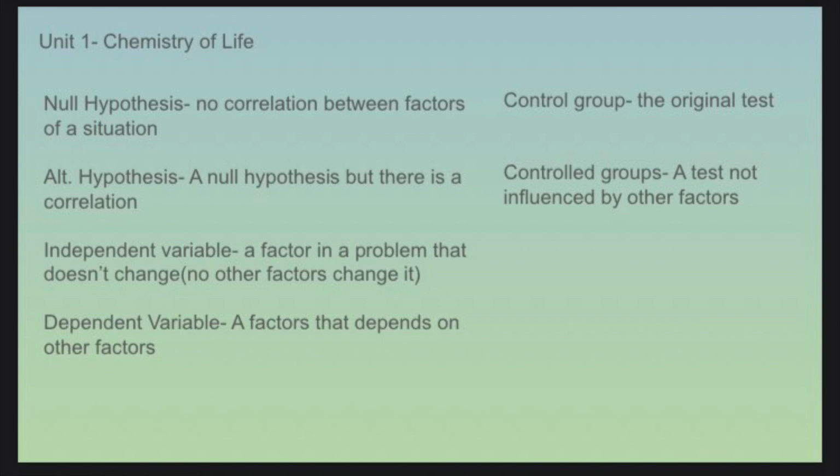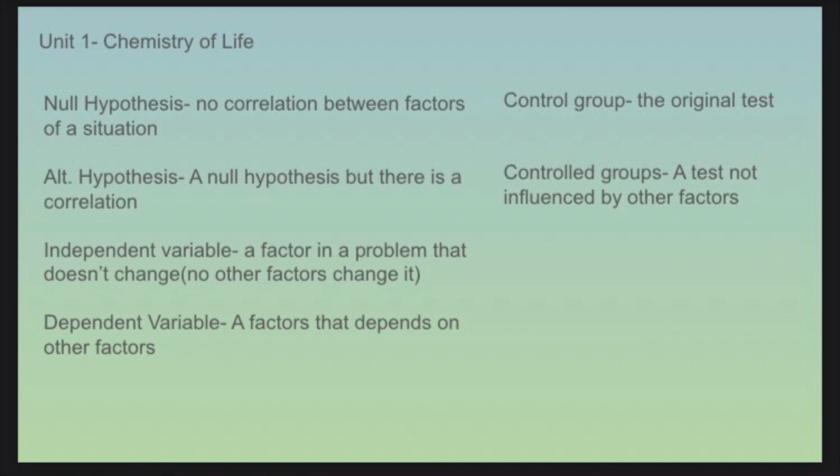So, we got a null hypothesis. These are just a few terms you'll need to know. So first of all, what's a null hypothesis? Well, in a problem where there's situations, a null hypothesis is when the variables have no correlation between them in that certain situation. And next is an alternative hypothesis. It's basically a null hypothesis, but there is a correlation between the variables. So if one thing is affected, it affects the other.